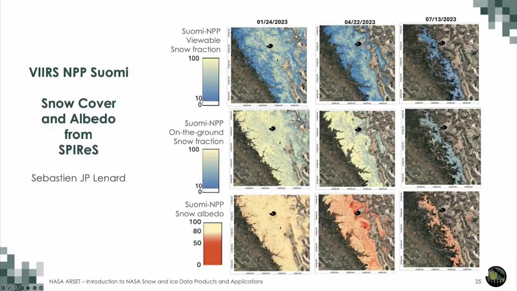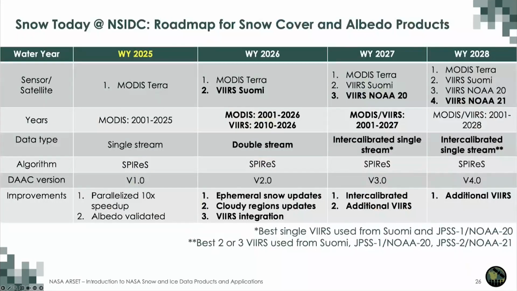Early results from our efforts to transition to VIIRS were presented by Dr. Leonard at the American Geophysical Union meeting last year. Here you can see the viewable fractional snow cover at the top, snow on the ground, which accounts for snow under the trees, in the center, and snow albedo at the bottom. Looking from left to right, from winter to summer, we see progression for snow cover and albedo as expected. Validation of these data is in process currently, and we plan to use these data alongside the MODIS record to extend from 2000 to present.